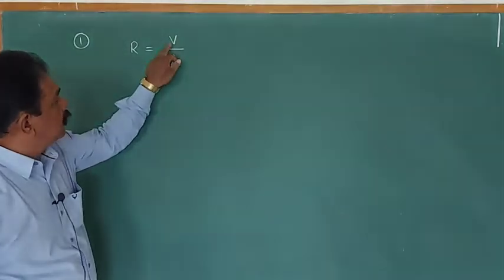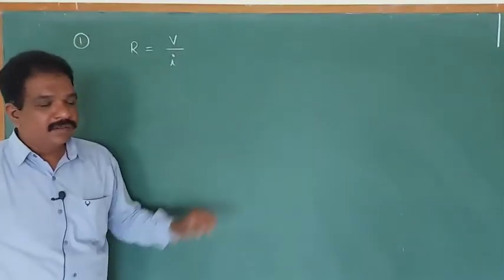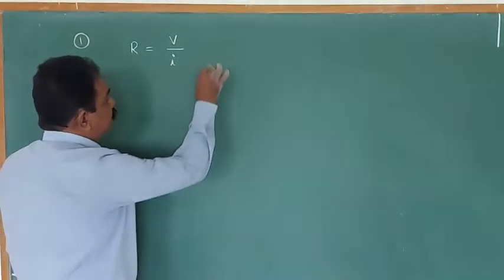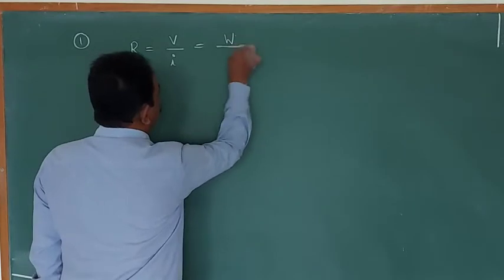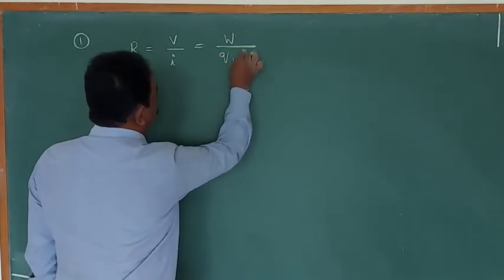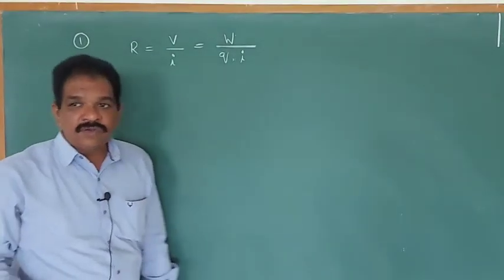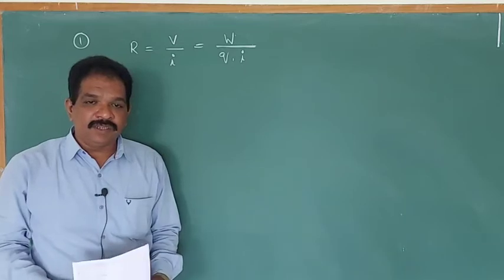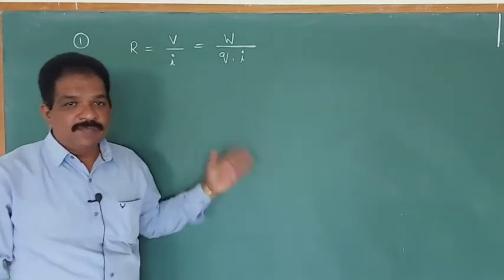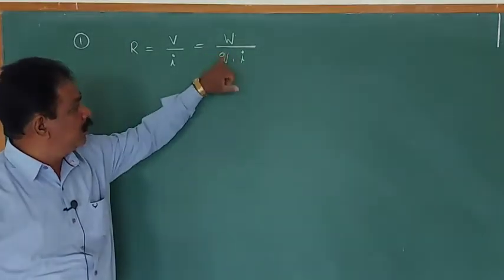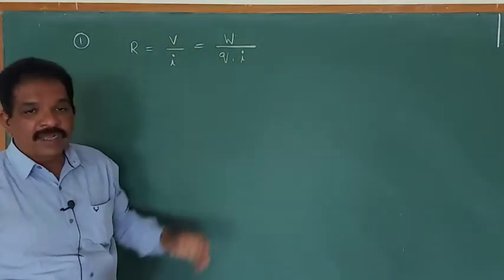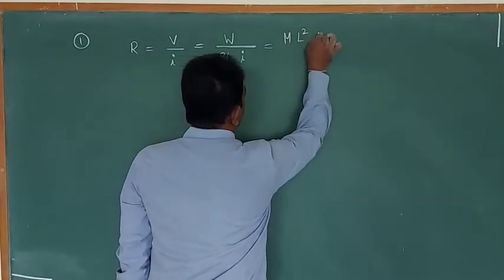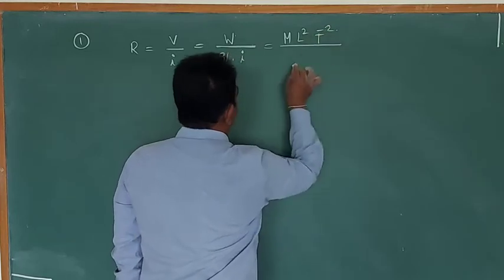Here V is what? Potential difference. V is potential difference, I is current. This V value will be equal to W by Q, and then divided by I. Work done in bringing unit positive charge from infinity to a point in the electric field is called potential at that point. So W by Q is the V value. Work, already you know the dimensions. What are the dimensions? ML square T power minus 2.